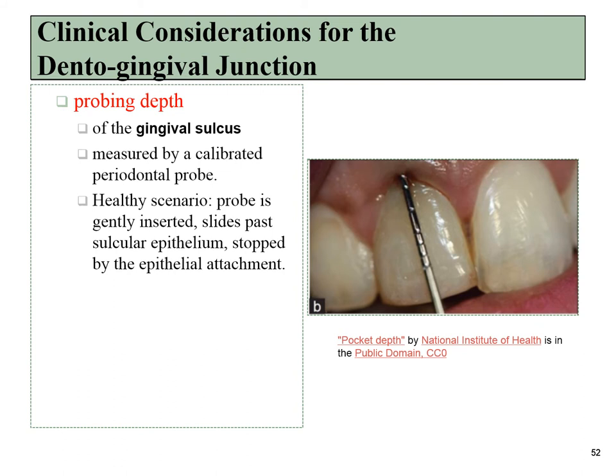But I'm going to move on to probing depth. Earlier, I said that the junctional and sulcular epithelium should be about 1/2 to 3 millimeters in length, or as we usually say, depth. And this can be measured by a special type of probe, sliding it between the tooth and the sulcular epithelium until it reaches the junctional epithelium and its attachment to the tooth.